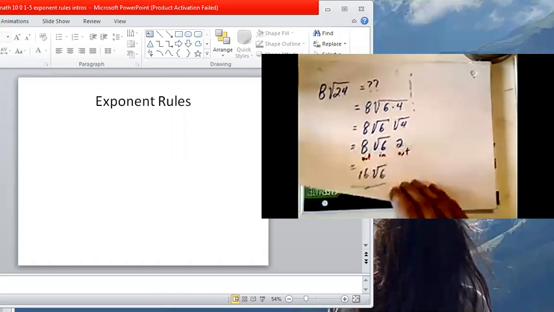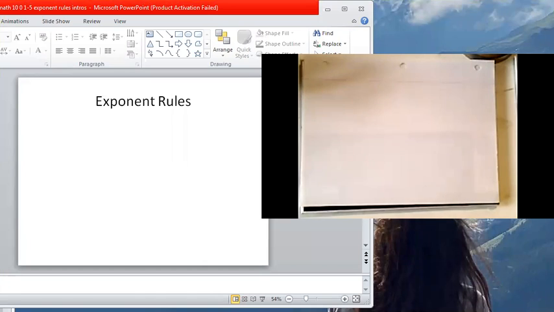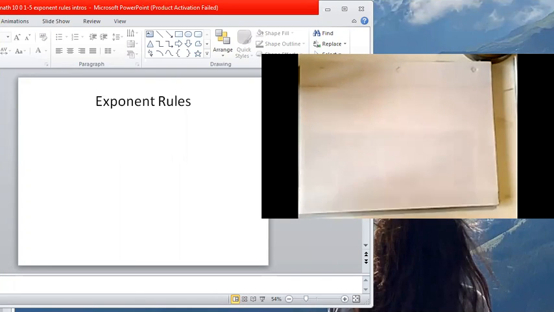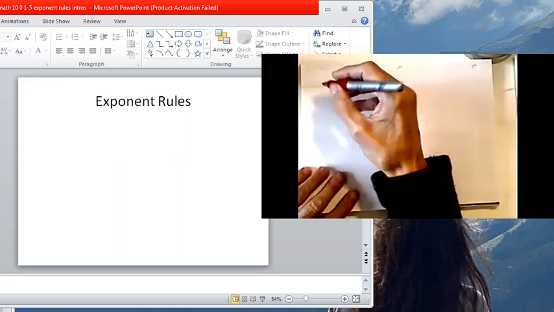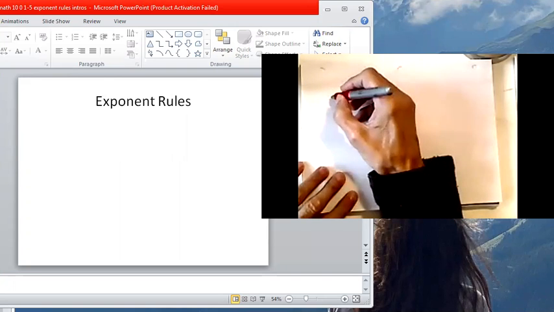Okay, so welcome to this part. What we're going to do here is take a look at rules for exponents. As a reminder, we talked a little bit about exponents the other day. We used them the other day.